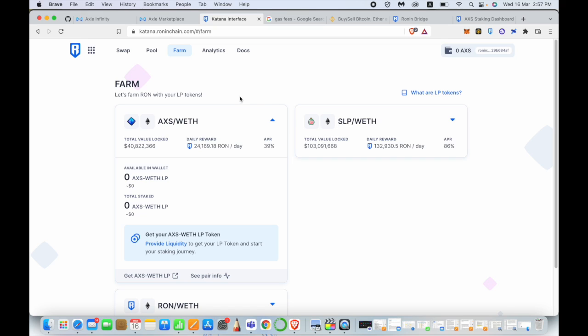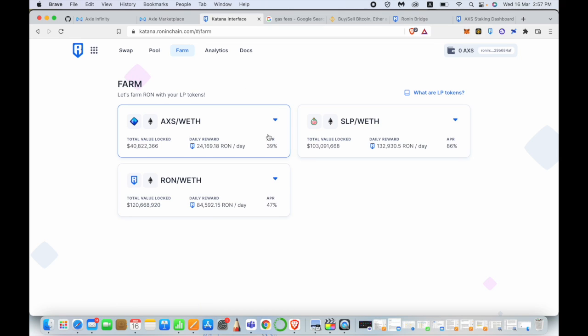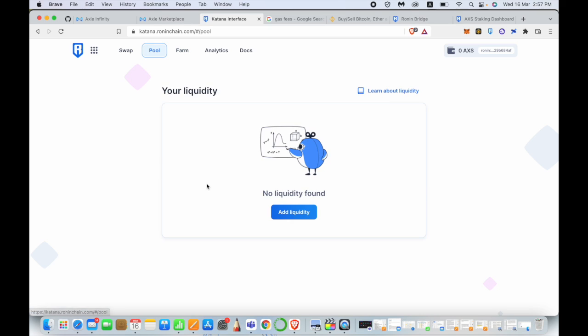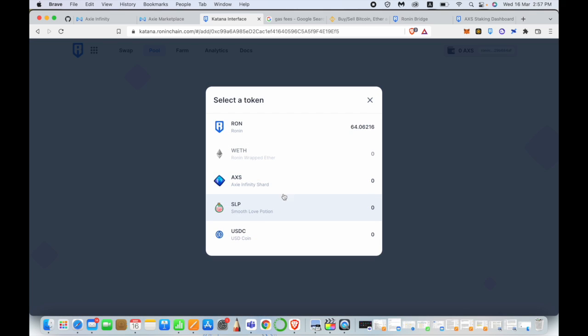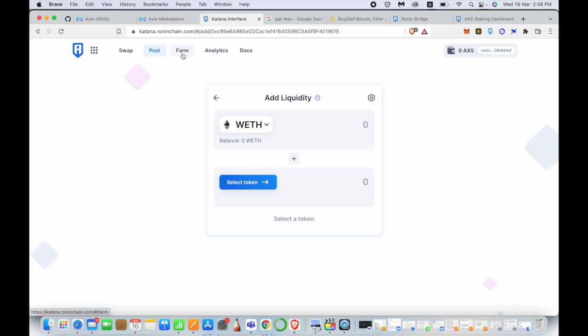But within the Katana interface, there is also a possibility of earning. So as I mentioned about the liquidity pools feature, what you can do is convert some of your tokens into one of these liquidity pairs. And after you have two tokens of equal value, you can go to pool, and then you can add liquidity. So you can add two kinds of liquidity, for example, Wrap Ethereum and let's say SLP, yeah. And then you get a liquidity pair.